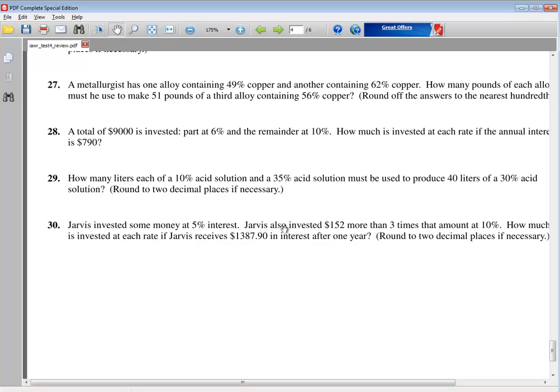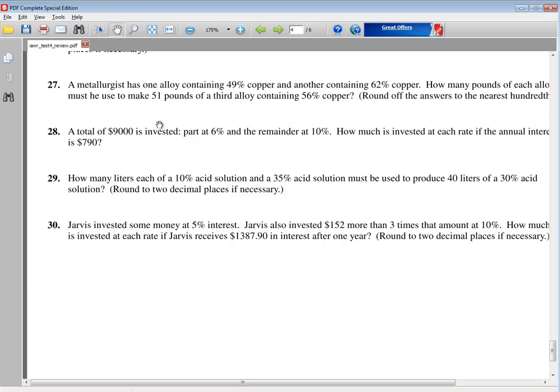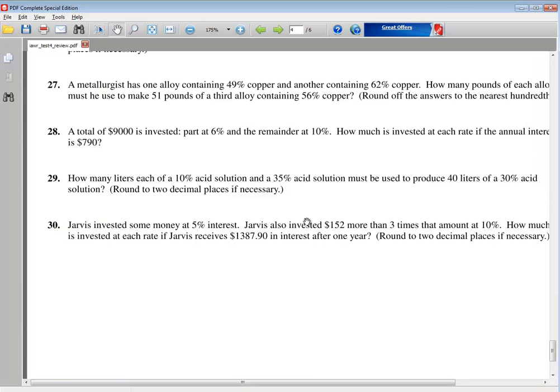Number 30. Investment. Okay, so we got 5% and 10%. We're talking about the amount. Looks like how much is invested. So x will be the amount at 5%, and y is going to be our amount at the 10%. Doesn't say anything about how much is invested, so okay.